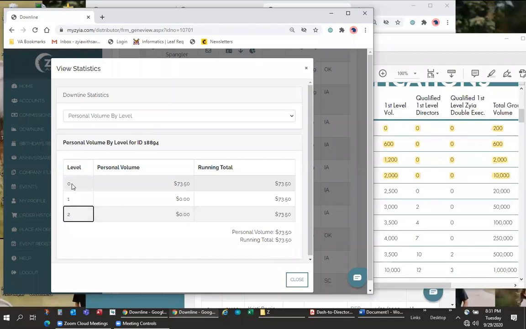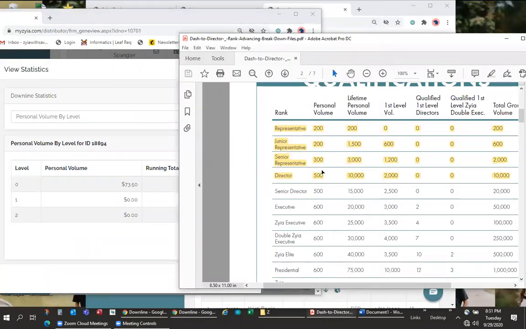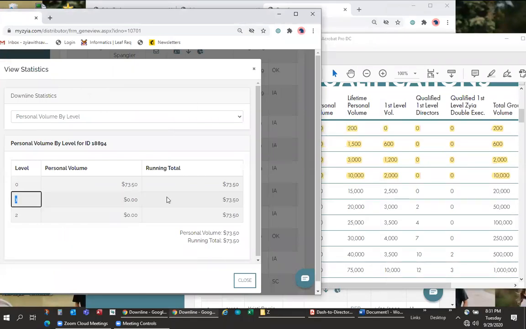So if she was going for director, her personal volume here would need to show 500, okay? And then her first level right here would need to show 2,000. And then down here, it shows your running total. So this is the nice part.